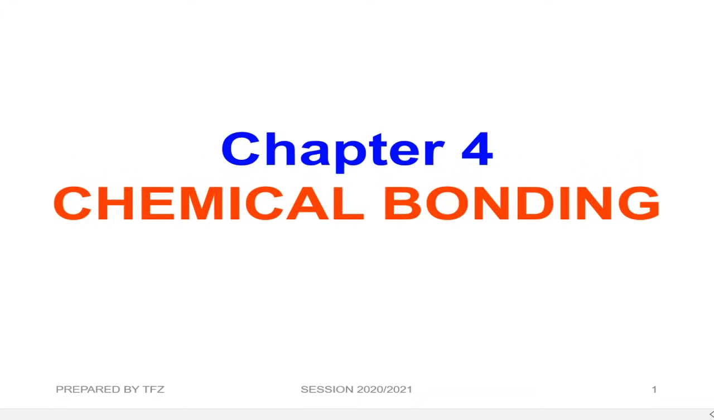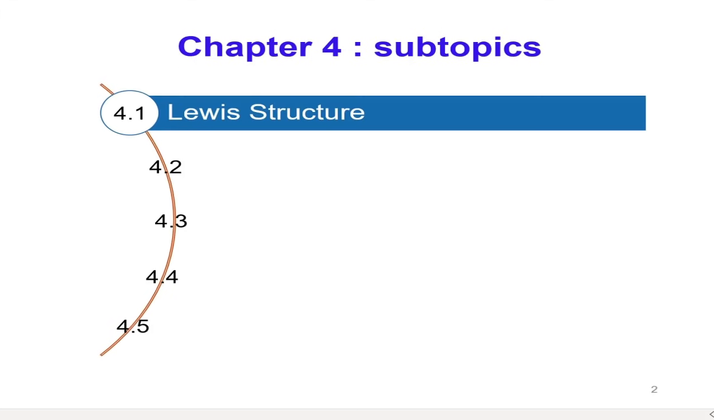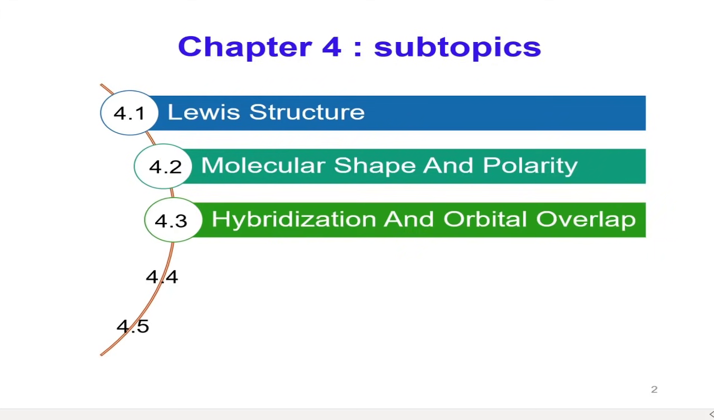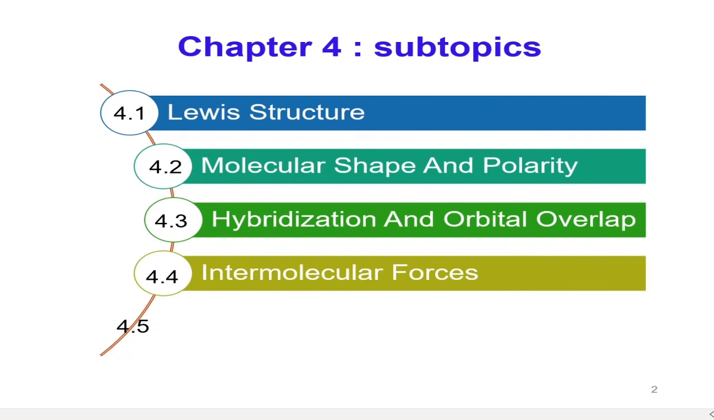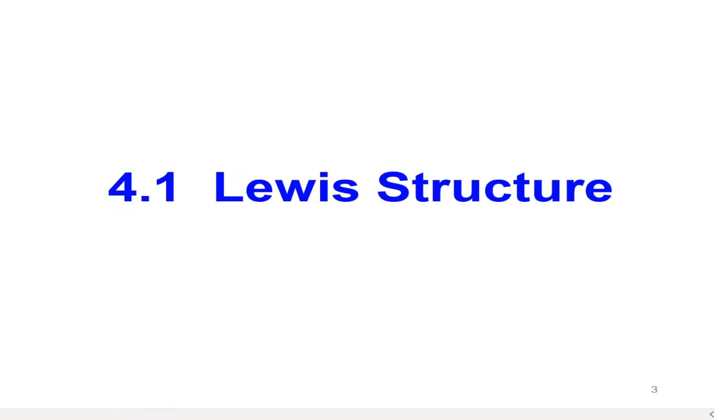Alright, in this chapter 4, there are 5 subtopics. 4.1 is Lewis structure, 4.2 is molecular shape and polarity, 4.3 hybridizations and orbital overlap, 4.4 intermolecular forces, and 4.5 is metallic bond. Okay, so let's start with Lewis structure.